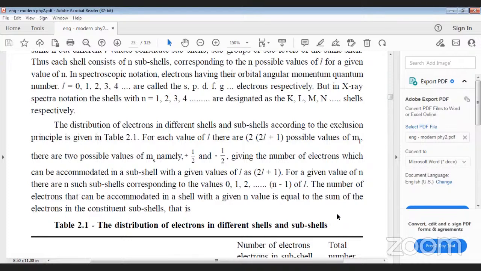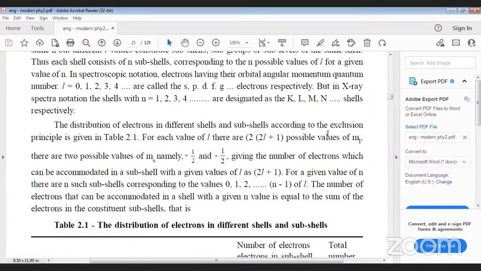The l values, the orbital angular momentum 0, 1, 2, give the subshells s, p, d. Whereas the principal quantum number n, 1, 2, 3, is designated by the K, L, M, N shells or orbits. The maximum number of electrons which can occupy a shell is given by the formula 2n square. You need to remember that equation.